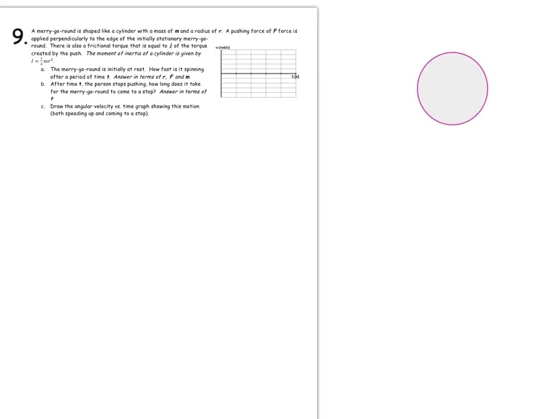For this problem, we have a merry-go-round shaped like a cylinder, and we're applying a force to the edge of it, causing it to rotate from rest to some speed. We also have a frictional torque that's going to obviously act opposite our pushing force in this case. So we first want to figure out how fast the merry-go-round is spinning after a period of time t. So let's start by drawing our free body diagram for all the forces acting on the merry-go-round.